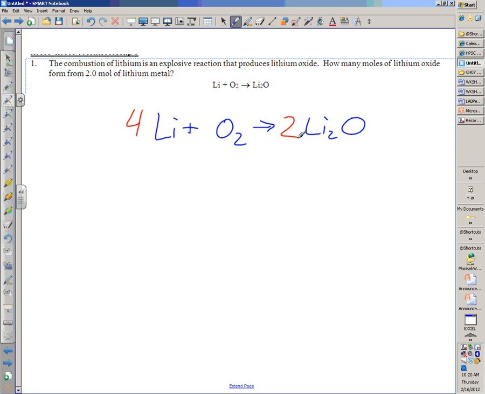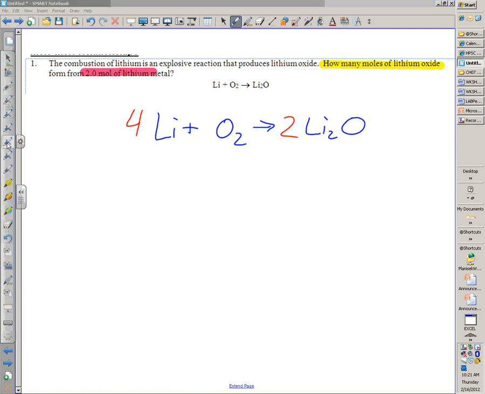So in this problem, they're giving us 2 moles of lithium. That's what we're starting with. But what are they asking us for? How many moles of lithium oxide? That's what we're trying to get to. This is what we have to work with. In this problem, they gave us some information about one of the reactants of this reaction and want us to predict how much of a product we're going to get.